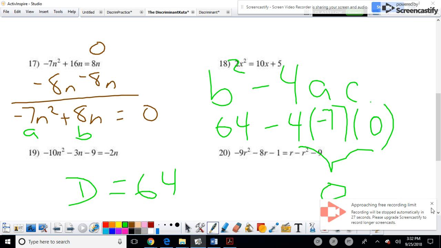There we go. So just remember that your discriminant is a prediction of your solution, and have fun with this.